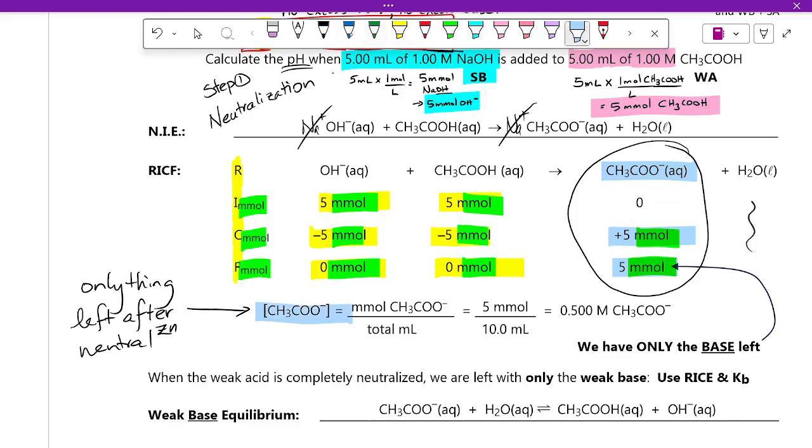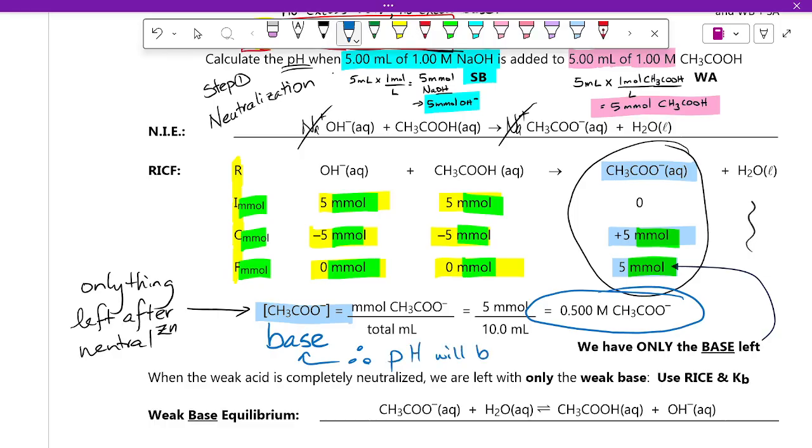Okay, and remember that is a base. And if we have some base, what would you expect the pH to be? If we've got a solution that contains some base? Above 7. Above 7, okay? So therefore, the pH will be greater than 7.